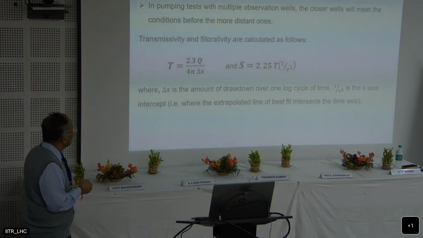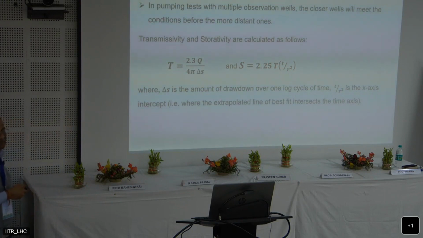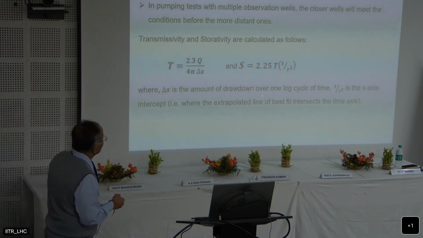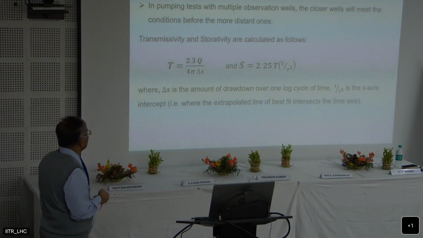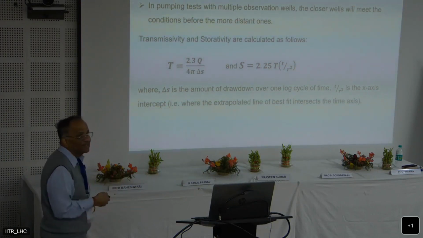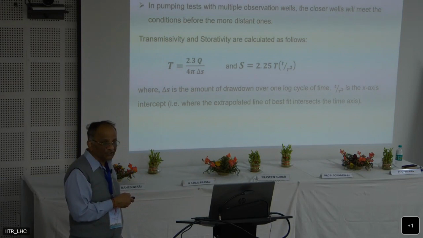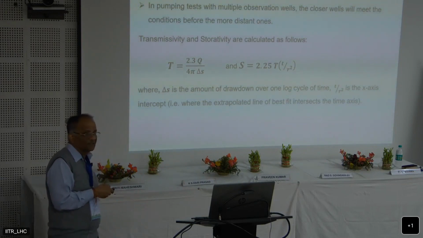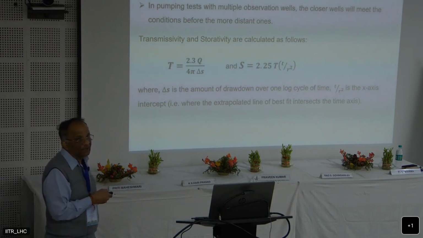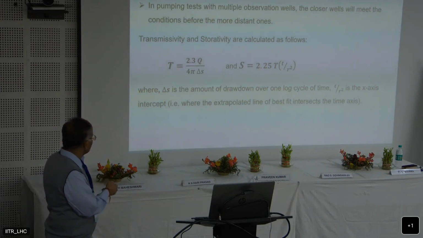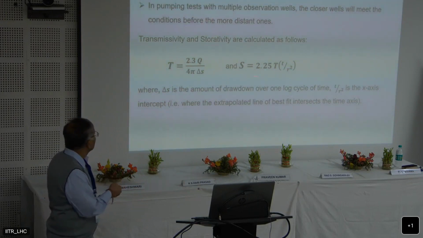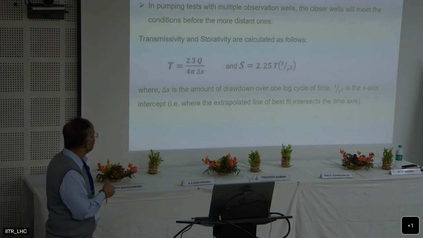S is by this formula, 2.25 T t by r square. Because we know T, and t by r square is also known, you can find this out. Here delta s is the amount of drawdown over 1 log cycle, and t by r square is the x-axis intercept, where the extrapolated straight line is the intercept at the time. So you can find out T and S using Cooper-Jacob. Basically, you have to plot on a semi-log sheet t by r square versus the drawdown s. Then from that data you can use these two expressions to get the transmissivity and the storage coefficient.